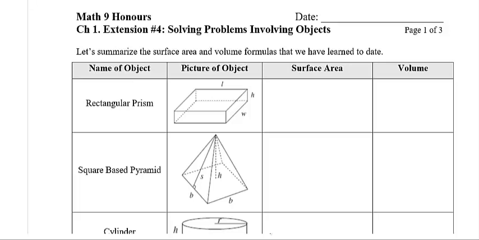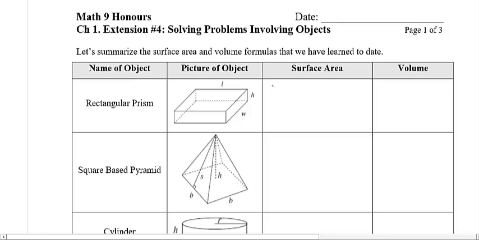Extension number 4. We're going to try to summarize all the stuff we've learned and apply it to solving problems with these different types of objects. So with the rectangular prism, I hope you remember what the surface area was. Yes, it's just the area of all the surfaces.